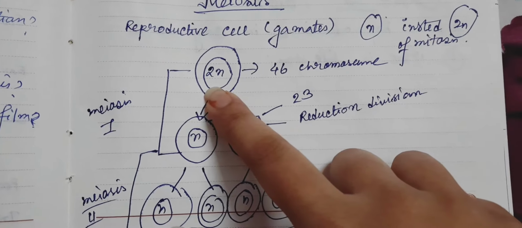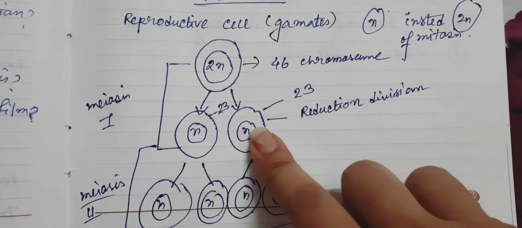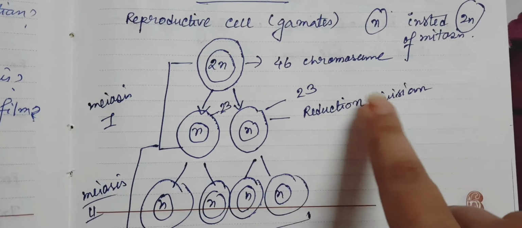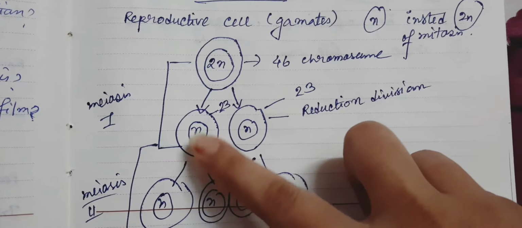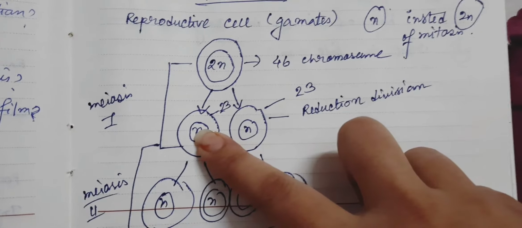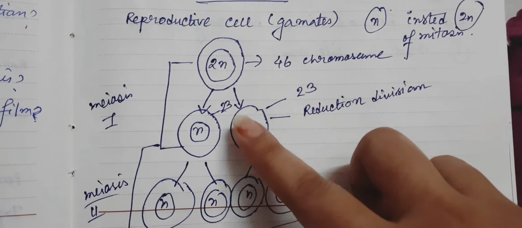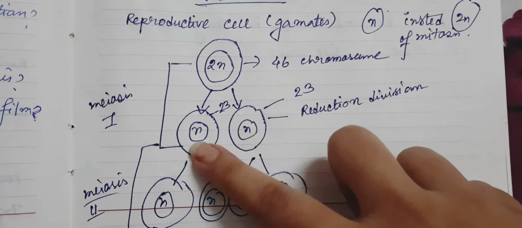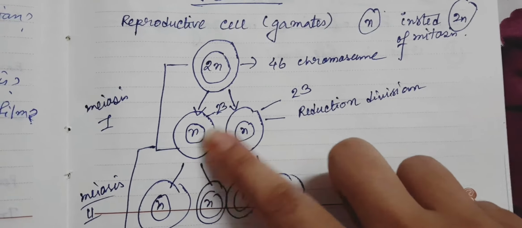So what happens in meiosis 1? The number of chromosomes will be halved in the meiosis 1 division. That's why it is known as reduction division. That means from 2n it will go to 23 chromosomes, that means it will be n, and again 23 chromosomes, that means n. So from 2n, two cells will be produced containing 23 chromosomes each.